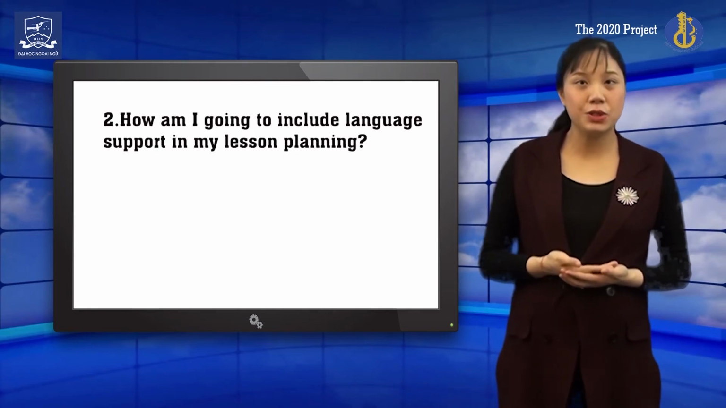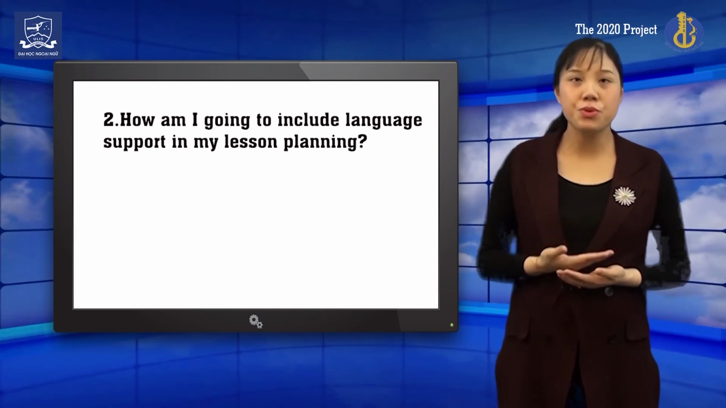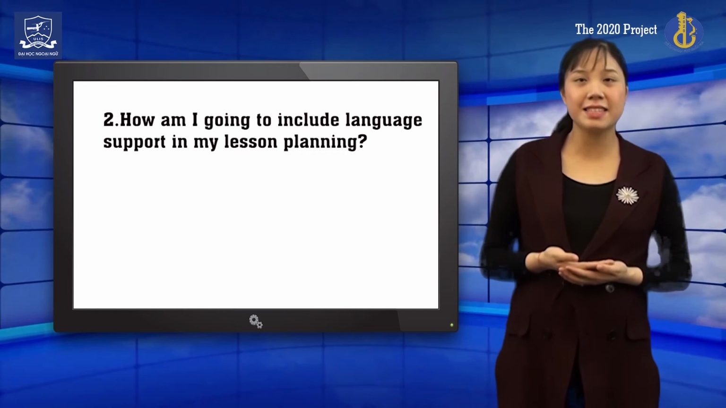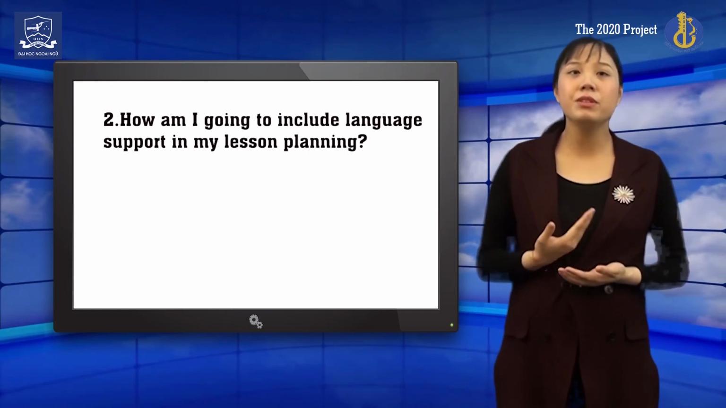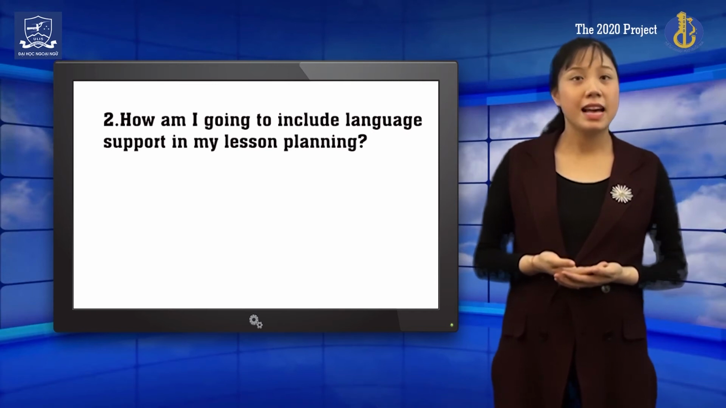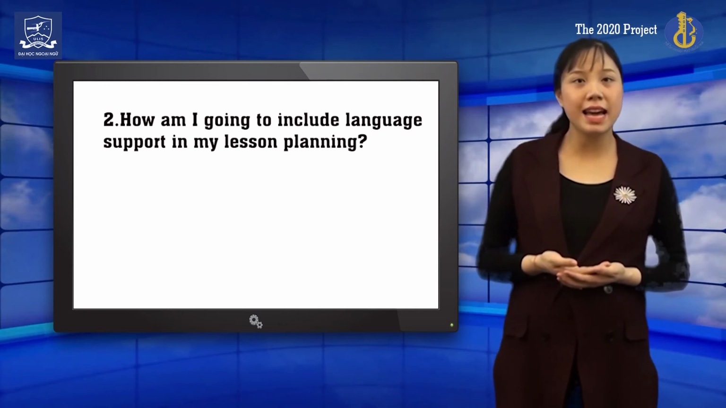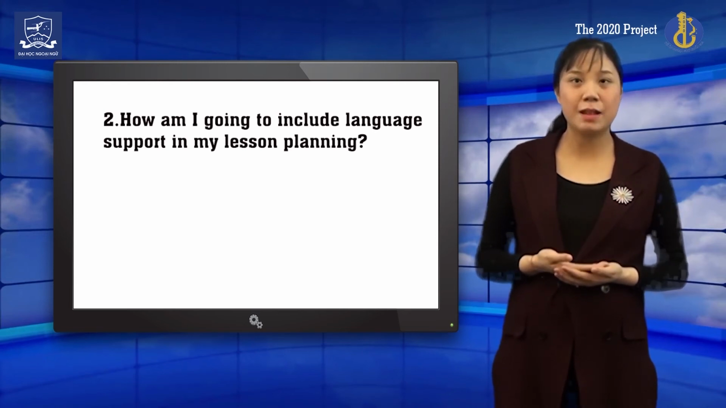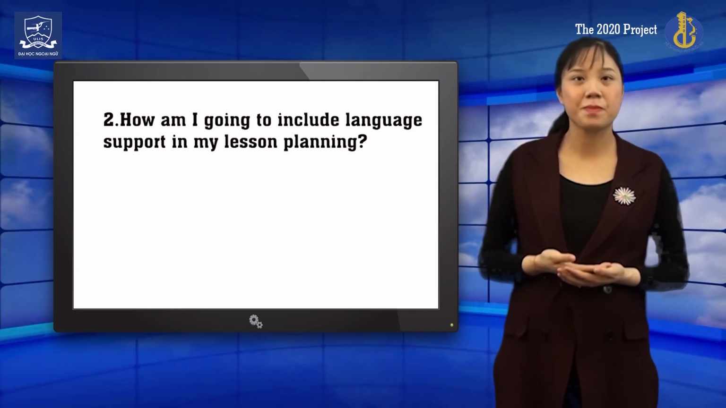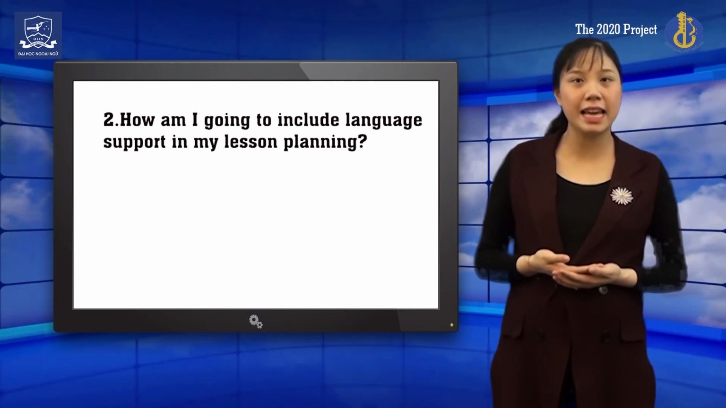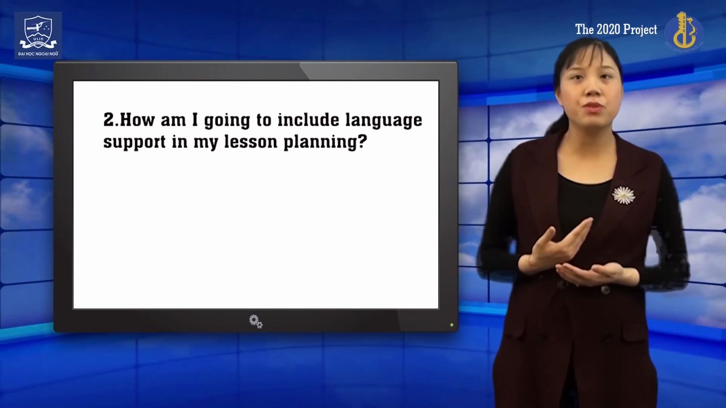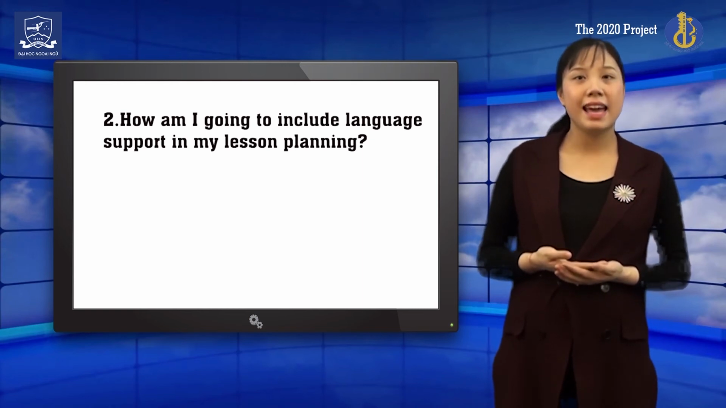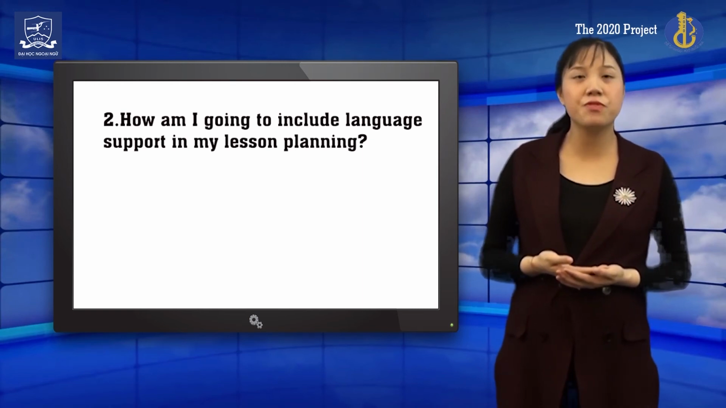How am I going to include language support in my lesson planning? It is through language that learners access the content of the lesson and communicate their ideas. As a result, language is something that all teachers need to think about at the lesson planning and preparation stages. It is important to design a lesson that will achieve the content aims, and then to go back and review each stage of your lesson and the activity you have planned with a focus on language.